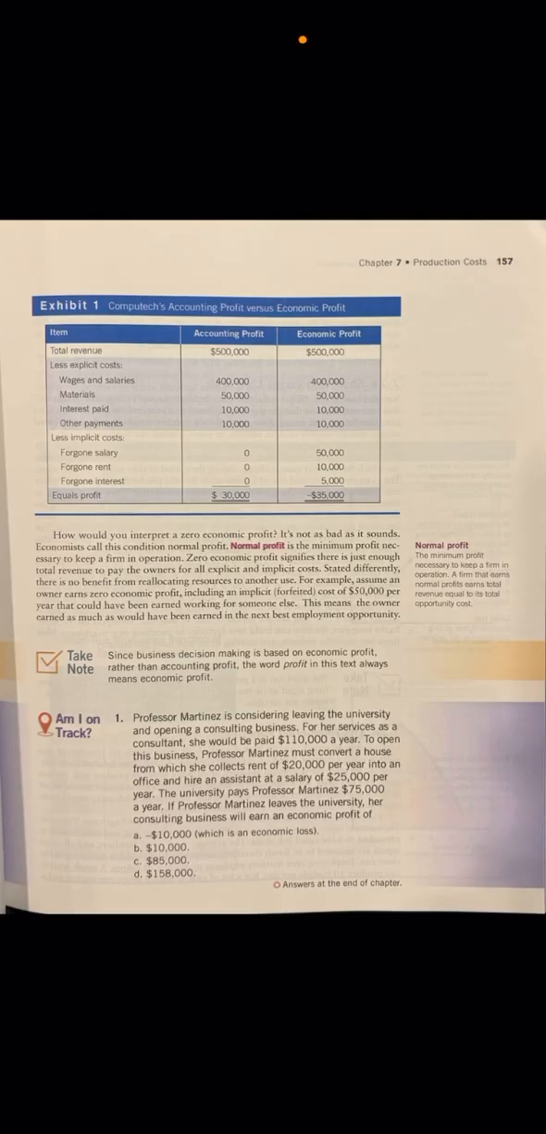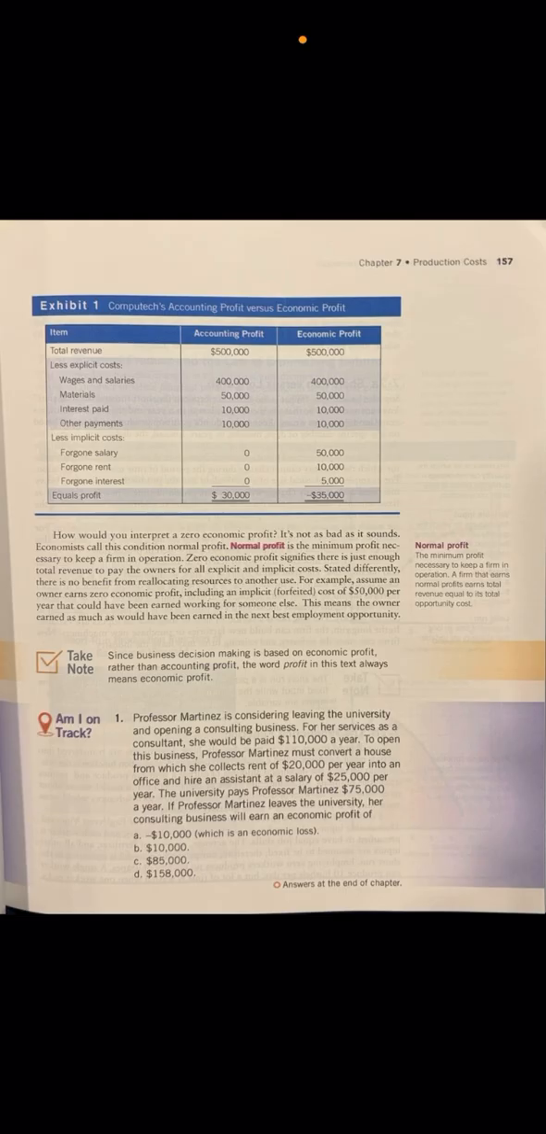Exhibit 1. Comtech's accounting profit versus economic profit. How would you interpret a zero economic profit? It's not as bad as it sounds. Economists call this condition normal profit. Normal profit is the minimum profit necessary to keep a firm in operation.